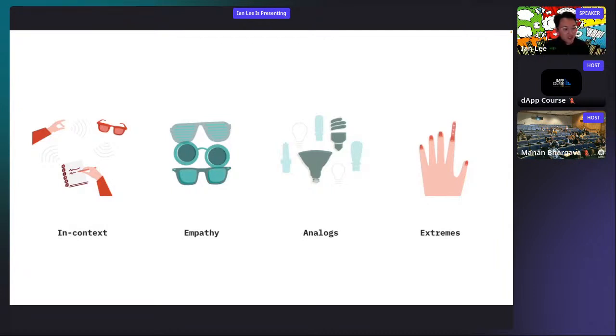So in context is where you actually go visit the user that you're trying to build something for. In Web3, this is a little bit weird. If you're building a DeFi startup or something, you would actually try and identify your archetype user and literally go follow them around. Not in a creepy way, but in an anthropological, ethnographic research way.